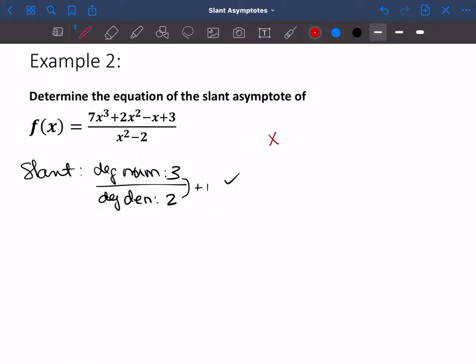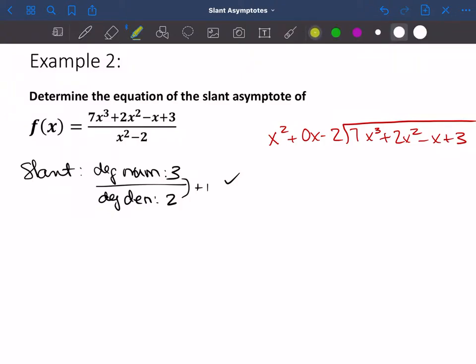All right, so let's do some long division. So we have x squared, and I'm going to put a placeholder in here. So I have plus 0x minus 2, because I can see that we have some terms that are missing. And I have 7x cubed plus 2x squared minus x plus 3.